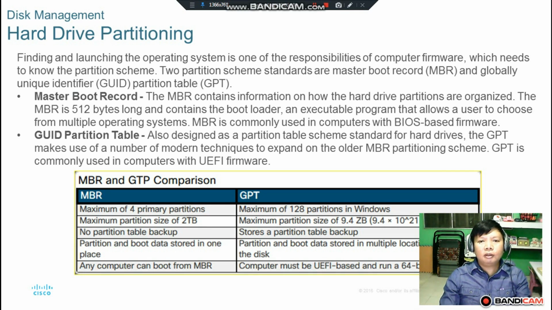Master Boot Record. The MBR contains information on how the hard disk drive partitions are organized. The MBR is 512 bytes long and contains the bootloader, an executable program that allows a user to choose from multiple operating systems. MBR is commonly used in computers with BIOS-based firmware.